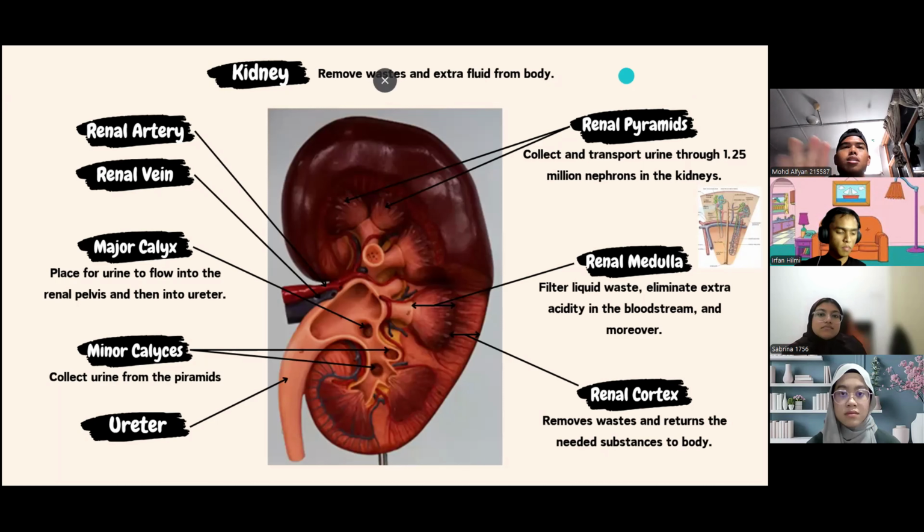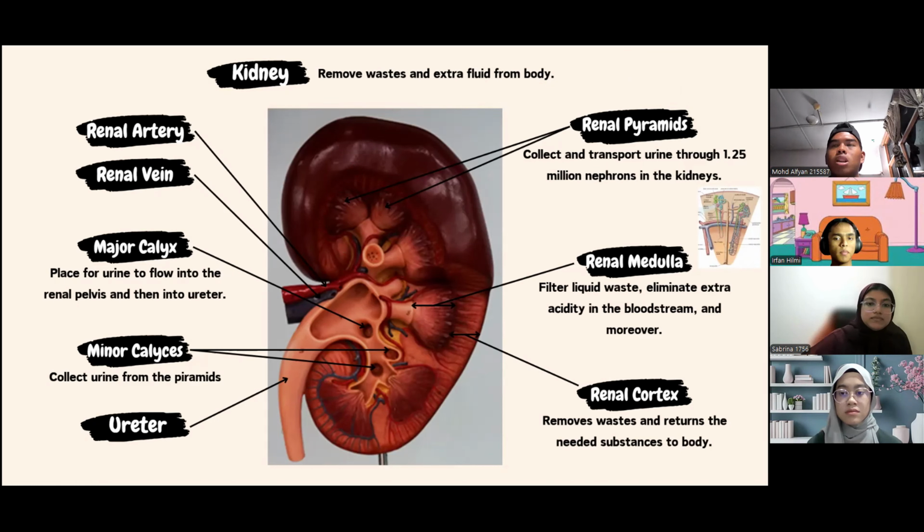The kidneys function to remove waste and extra fluid from the body. And there's more detail about it. The first one is the renal pyramid, the pyramid-shaped tissue, as you can see, I've labeled there. The function is to collect and transport urine through 1.25 million nephrons in the kidneys. The nephron, as you can see, I've put a diagram under there. I will not explain further about this because it might take more time.